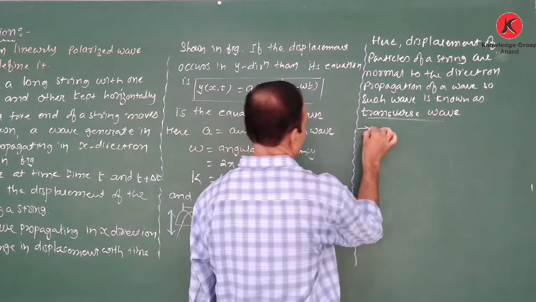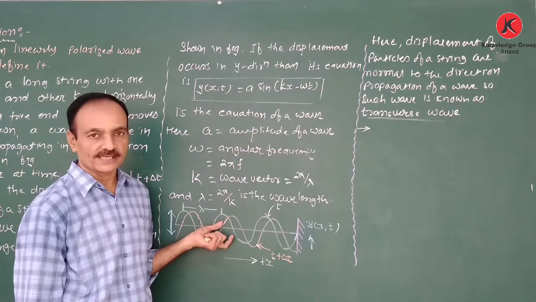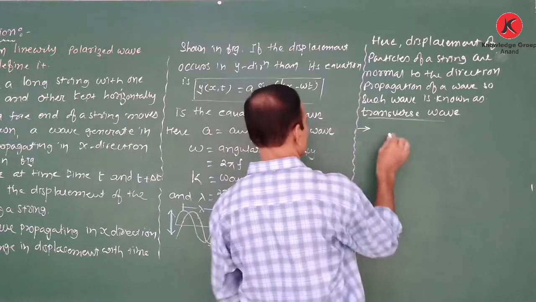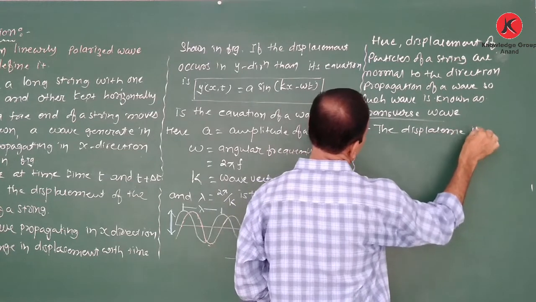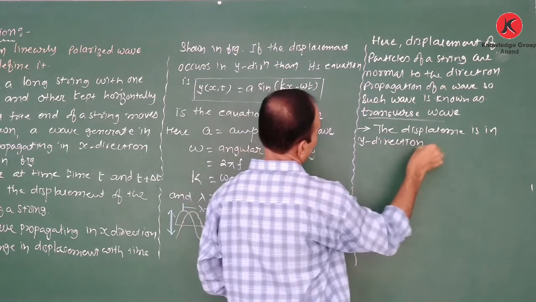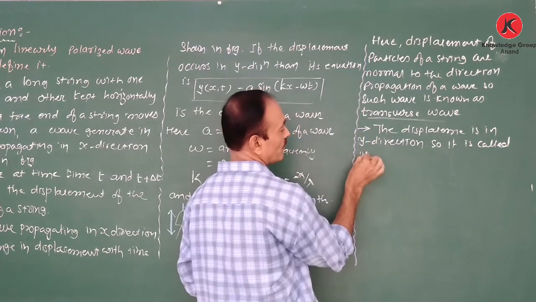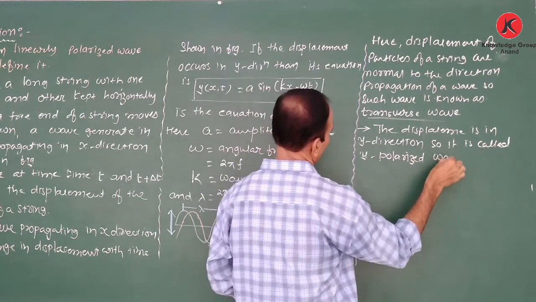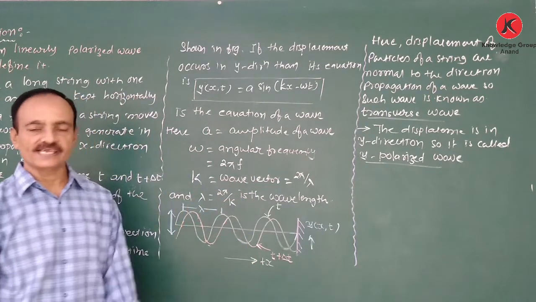The displacement of each point of the wave is along a straight line, that means the y direction only. Therefore it is known as a y polarized wave. The displacement is in the y direction, so it is called a y polarized wave, because here the displacement occurs only in the y direction.